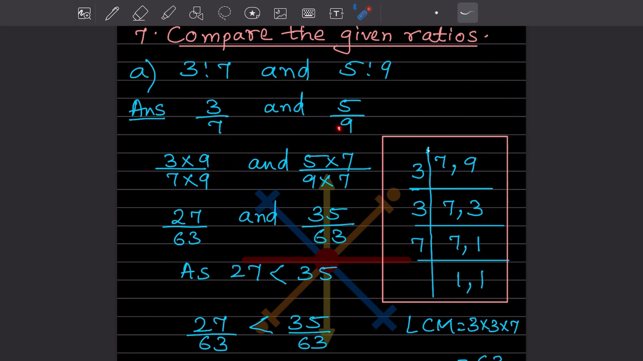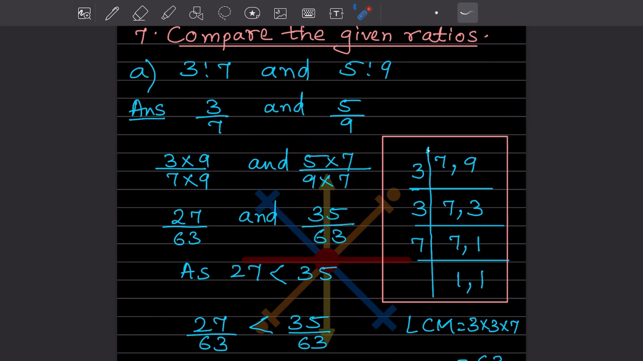Now let us see this one. This is 9, and 9 times 7 is 63. So you have written 7 extra here, so you are going to write 7 again in the numerator. Now we will go downwards: 3 9s are 27, and of course 7 9s are 63. Now let us go sideways: 5 7s are 35, and 9 7s are 63.